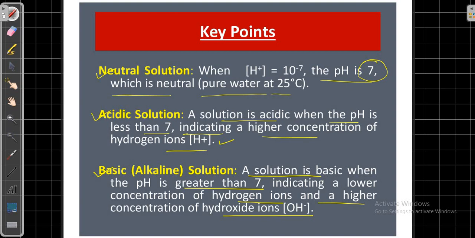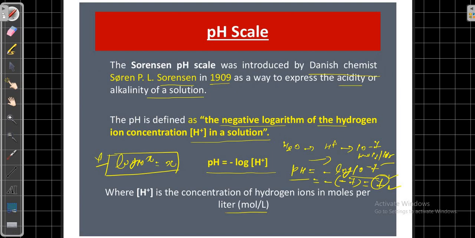So with the help of this equation, that is pH equal to minus log H plus, we can calculate the pH of any solution if we know the concentration of the hydrogen ion. So you can try a question at home: if a solution has the concentration of hydrogen ion equal to 10 to the power -8 mole per liter, then calculate the pH of that solution. Tell me the answer, comment in the comment section what the answer is and why.